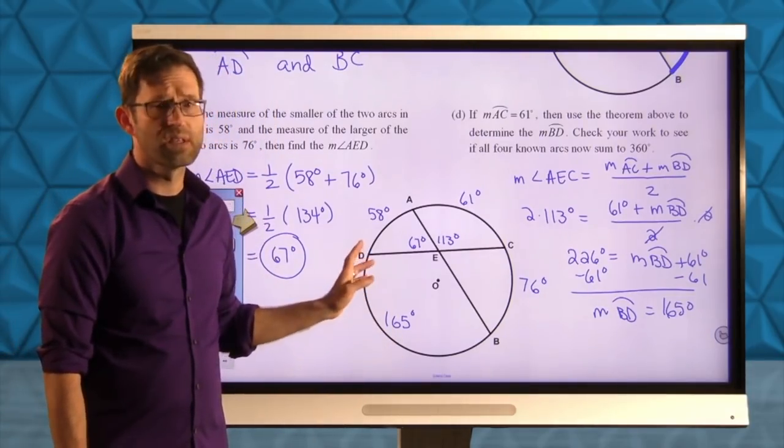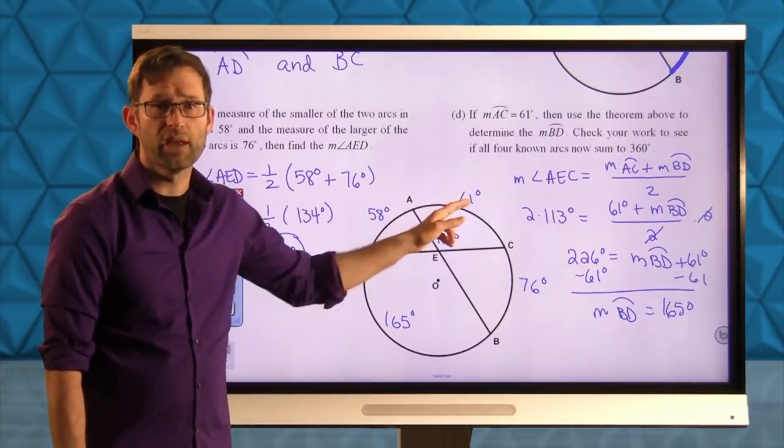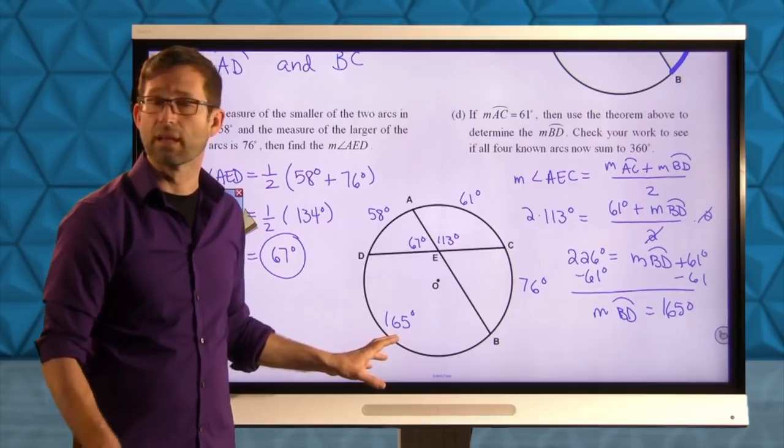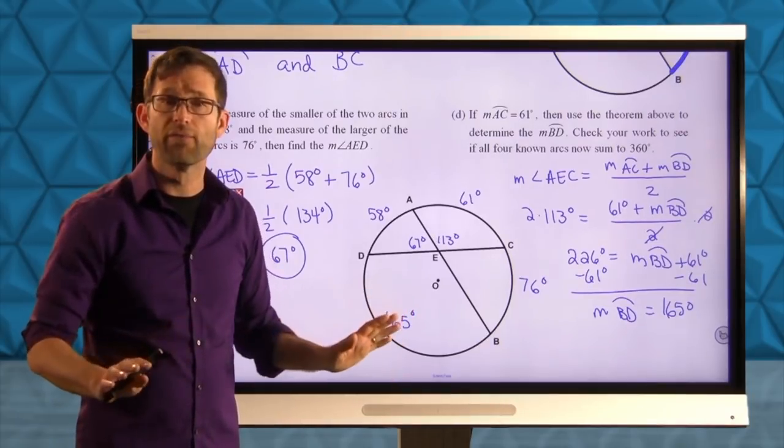All right. Now again, just as a side note, you might say to yourself right now, gosh, I could have found that 165 much faster by taking the 58, the 61, the 76, adding them all together and subtracting from 360. Absolutely, hands down. I don't want to invalidate that.